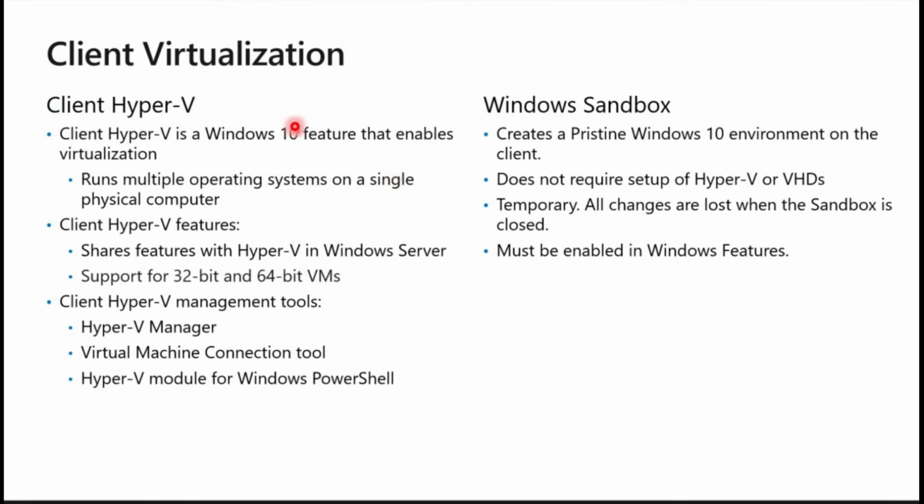And the thing we have is client virtualization, client Hyper-V. Client Hyper-V is a Windows feature that enables virtualization, running multiple operating systems on a single physical computer. Client Hyper-V shares features with Hyper-V in Windows Server, with support for 32-bit and 64-bit VMs. Client Hyper-V management tools: we have Hyper-V Manager, virtual machine connection tools, and the Hyper-V module for Windows PowerShell. We already have the client Hyper-V, isn't it? That's what we already installed over there. Those are the features, and that's the 64-bit client Hyper-V we have.